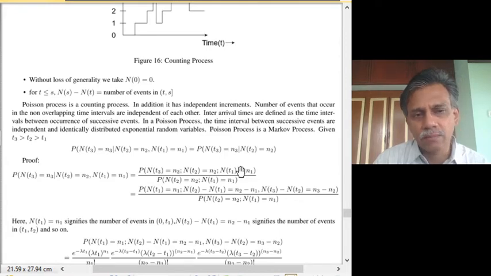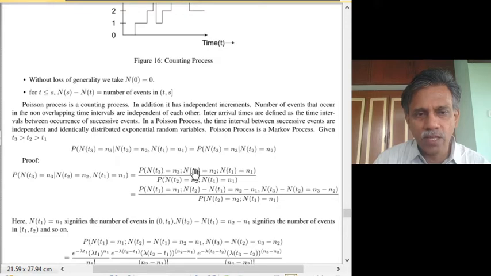This condition can be written alternatively in this manner. That is, n of t1 equal to n1 is written here. And look at this one, n of t2 equal to n2, comma, n of t1 equal to n1 means in an interval t2 minus t1, there has to be n2 minus n1 events. That is, n of t2 minus n of t1 equal to n2 minus n1. That is what these two together indicate.